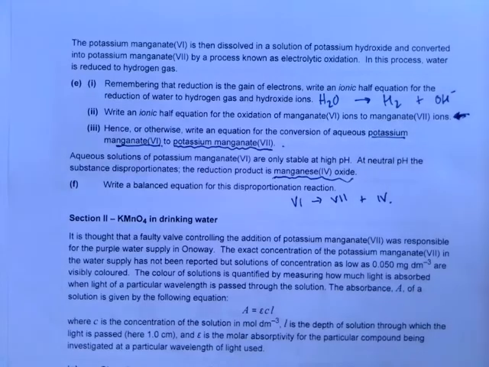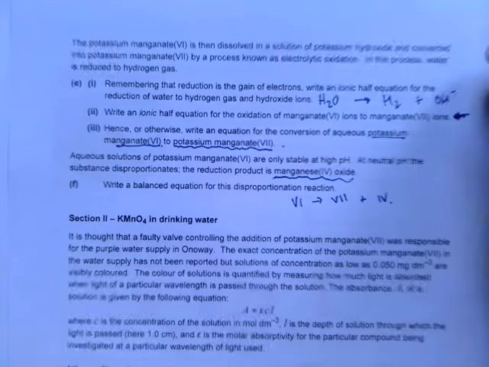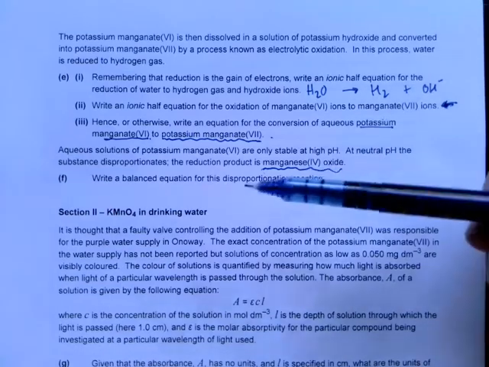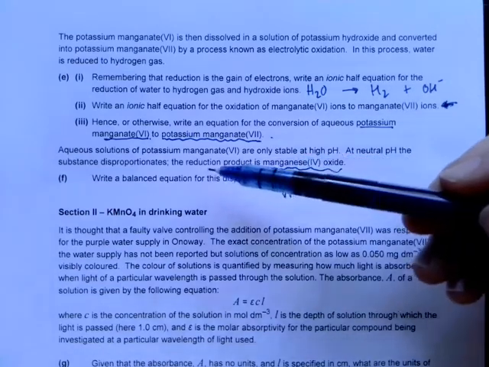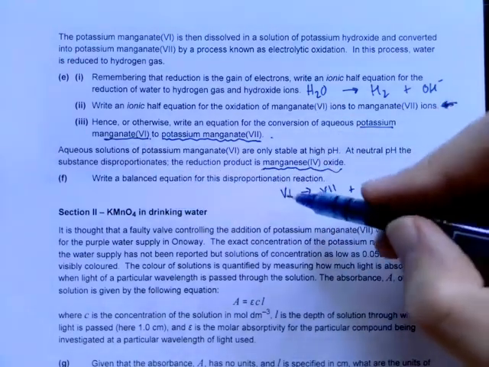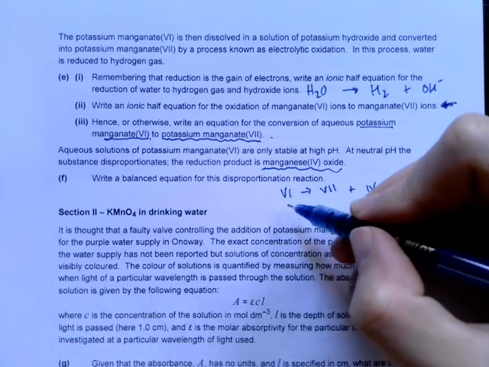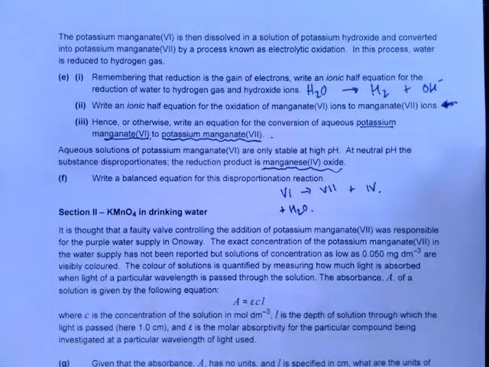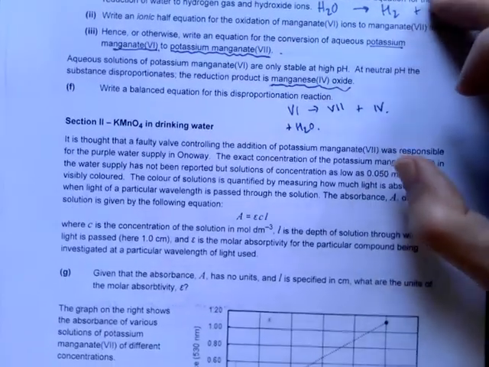So how are you going to get those two products, bearing in mind that we're talking about aqueous solutions? It's probably going to be your manganate(VI) plus some water. Okay, right, next.